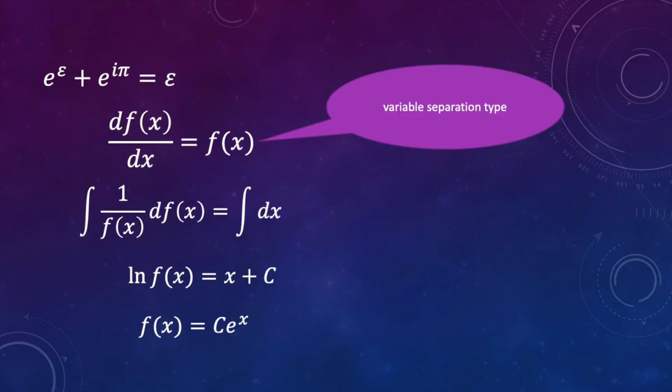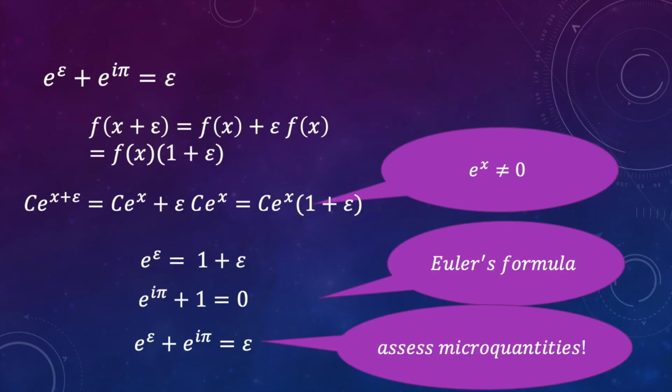In the first place, is there such a function? We can think of it as a differential equation of variable separation type, so solving it shows that it is the inverse function of the natural logarithm function. Therefore, we know that it is an integral constant times e to the x. Substituting this result into the original formula, we see that e to the power of epsilon is 1 plus epsilon.